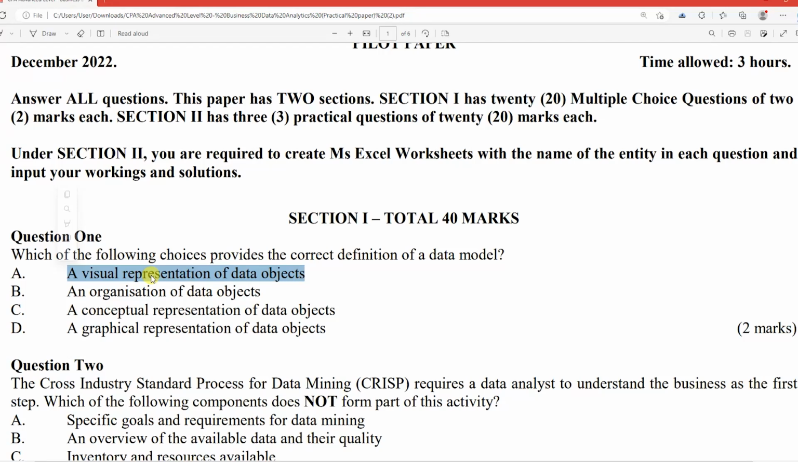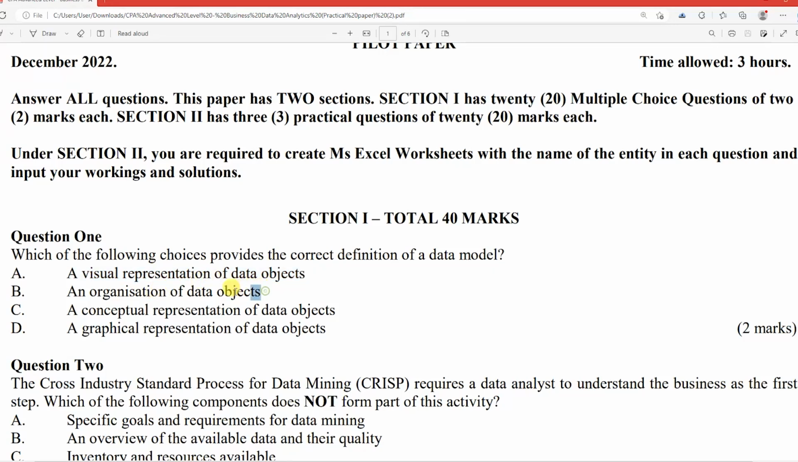And candidates, a data model may use visual representations to depict data objects and their relationships in a way that is easy to understand, but it also includes other elements such as properties, constraints, rules, and so on. And therefore, while visual representation can be an important aspect of data modeling, they do not provide a complete definition of a data model. And therefore, A is not the correct answer.